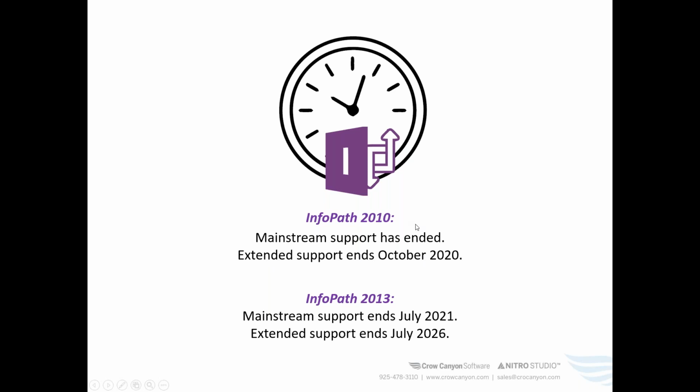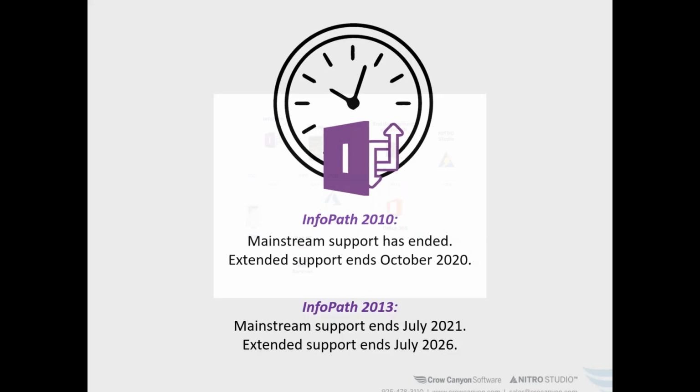So here's what's going on: the clock is ticking, and July 2021 is coming up, and mainstream support for InfoPath 2013 will end. Extended support really doesn't mean that much. It basically means it's time to get off of InfoPath. Microsoft is not really going to help you out at all, and you're kind of on your own after July 2021. So really, the time is now to get off it.